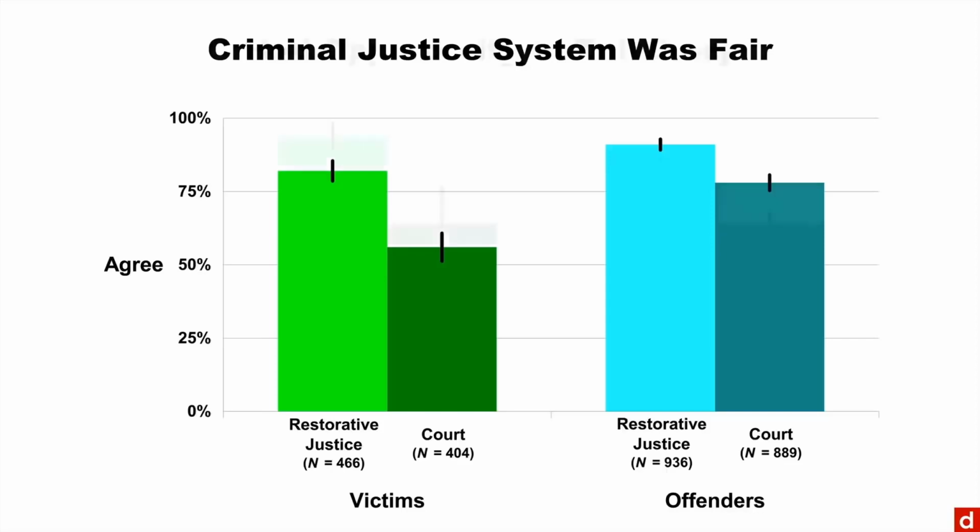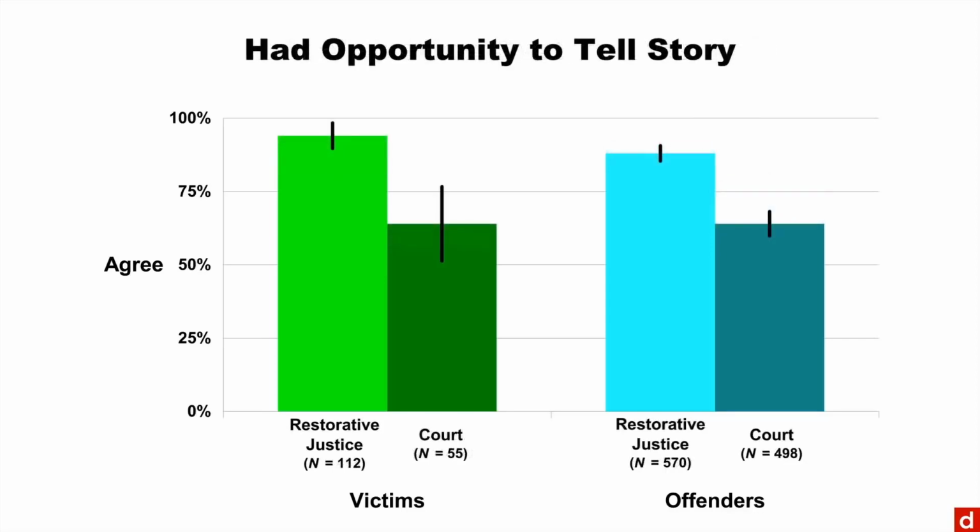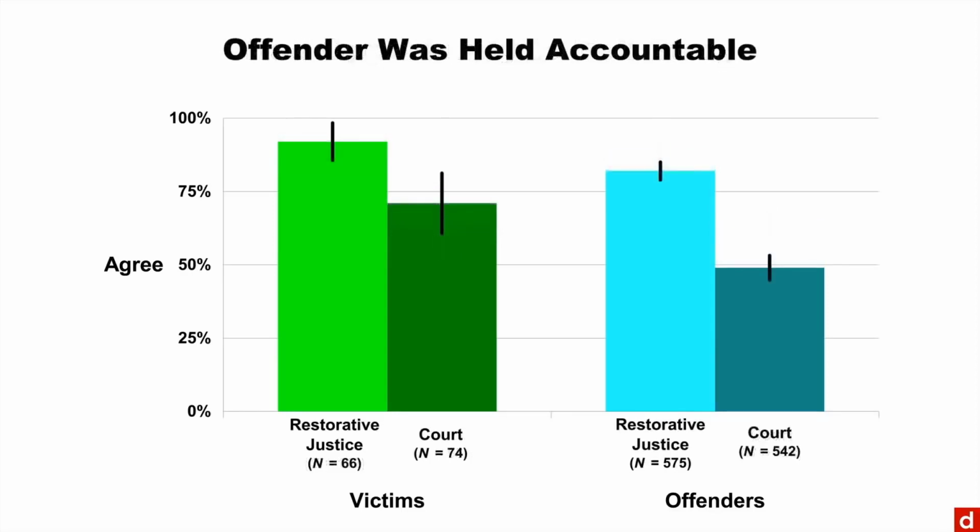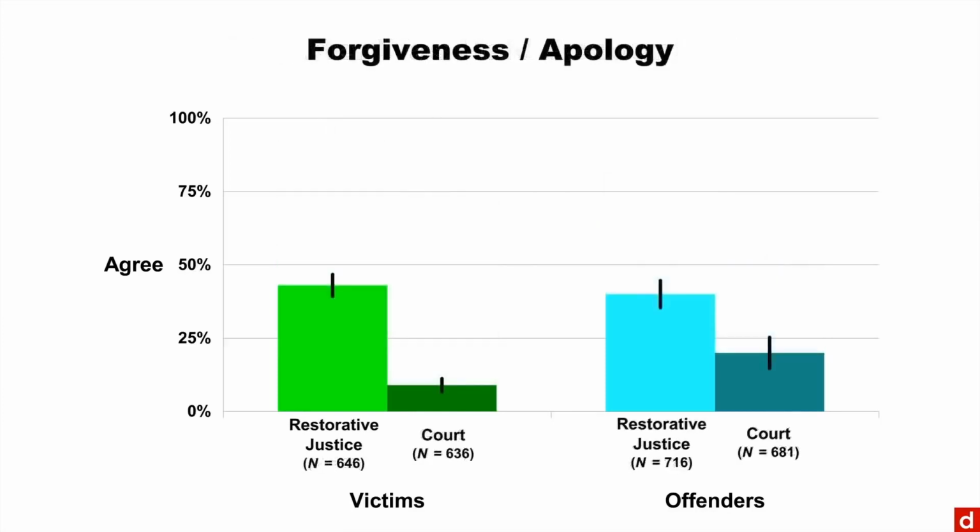They also felt that they had an opportunity to tell their story. That's one reason they might think it's fair. They also felt the offender was held accountable more often. In fact, if you go to court on the offenders, that line's below 50%, and that's the offenders themselves making the judgment. Then you can go to forgiveness and apologies. And again, this is actually a simple thing to code, and you can see there's an enormous difference. And in fact, one of the reasons there's such a big difference is because in standard court proceedings, the offender very rarely meets the victim.